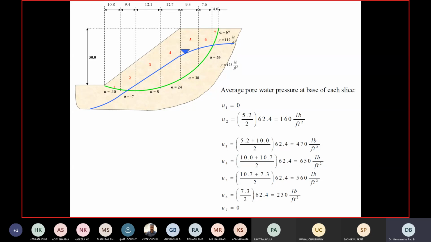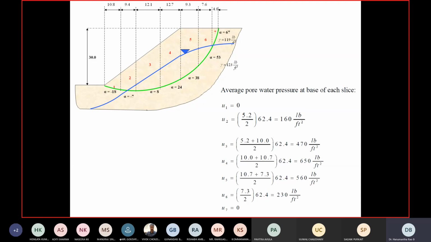So U1 is 0, U2 is 5.2 by 2 into 62.4. U3 is the average at the middle, that is 5.2 between 2 and 3, and 10 between 3 and 4, divided by 2. This becomes the average height multiplied by 62.4. For U4, the height between 3 and 4 is 10 centimeter, and between 4 and 5 is 10.7. The average of these two, 10 plus 10.7 by 2.